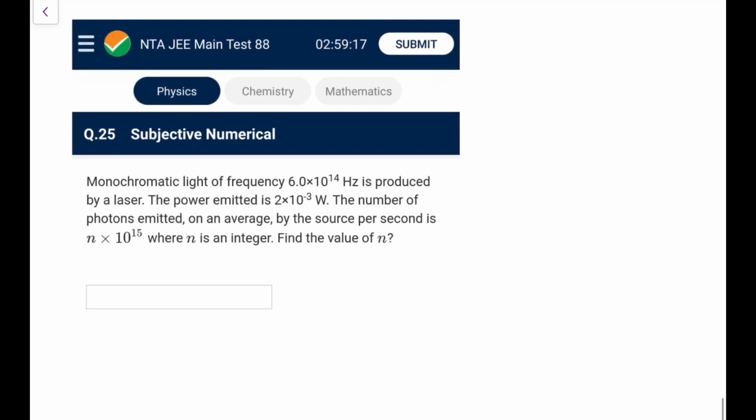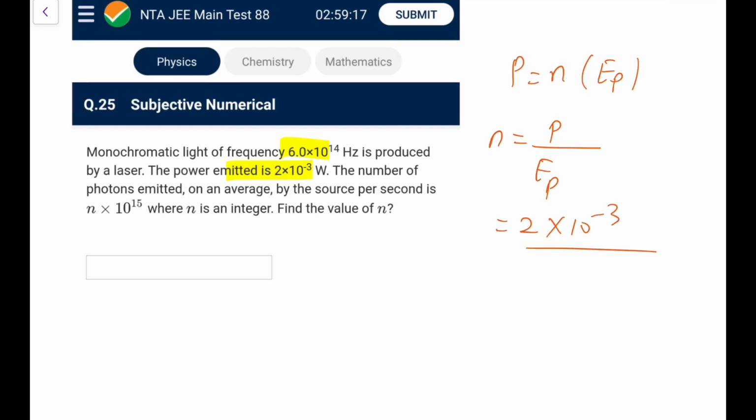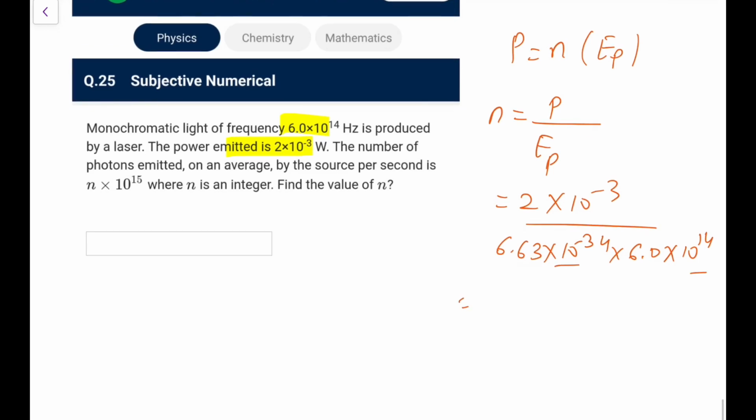Monochromatic light of this frequency is produced by a laser. The power emitted is this, and we need the number of photons emitted. So power is n, the number of photons, into the energy of a single photon. So the number of photons is power upon energy of photon. Power is 2 into 10 to the power minus 3. Energy of photon would be 6.63 into 10 to the power minus 34 into 6.0 into 10 raised to power 14. So what we are left with, 34 and 14, this is minus 20, that goes 10 to the power 17 into 2, and 6.63 into 6, that is what you are getting.